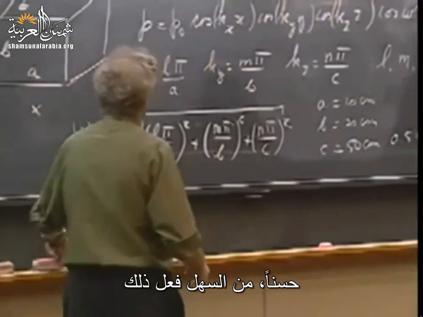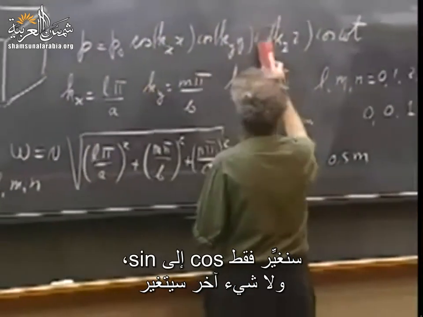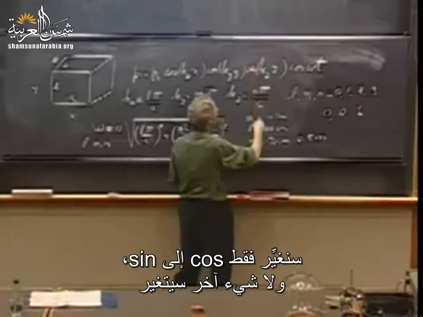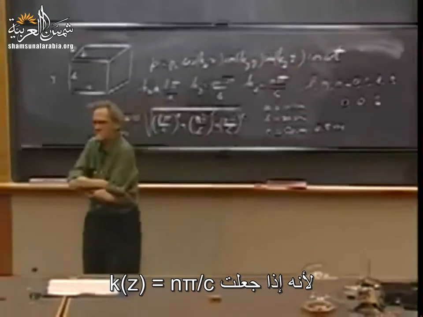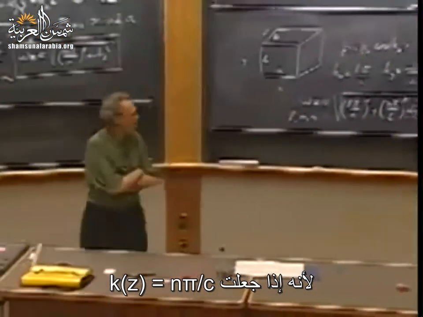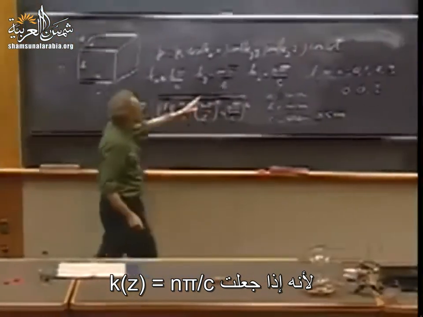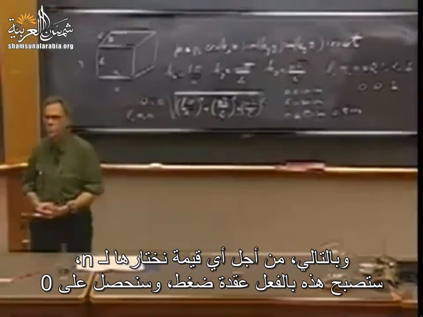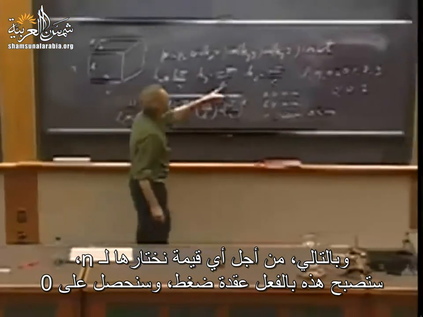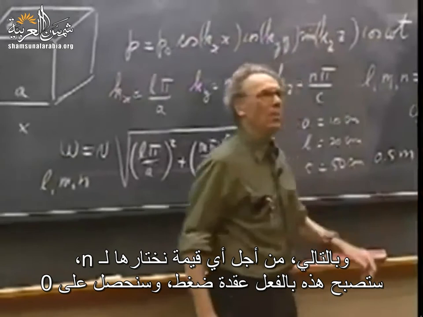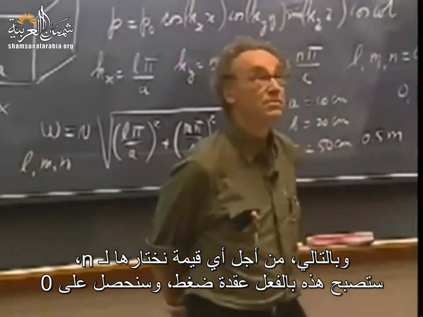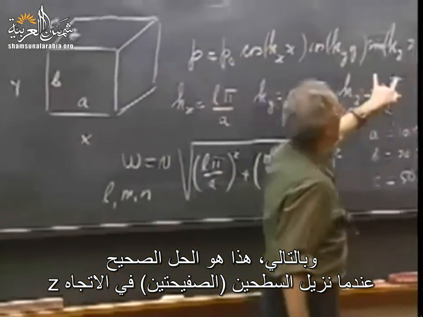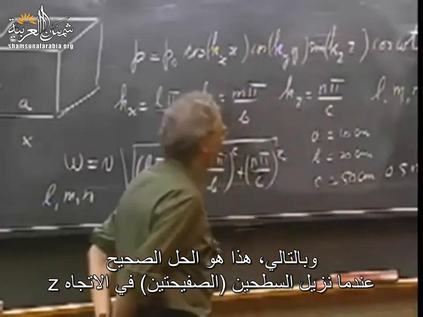Well, that we can easily do. We just change the cosine into a sine. And nothing else changes. Because look, if now I make kz n pi over c, then you will see for any value for n that you choose, this will indeed become a pressure node. You will get 0. And so this now is the right solution then when the panels in the z direction have been removed.